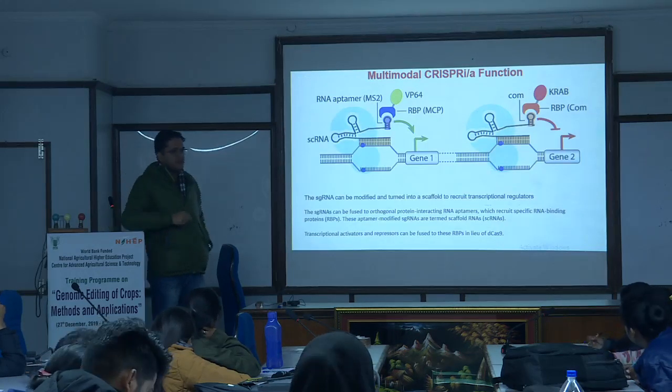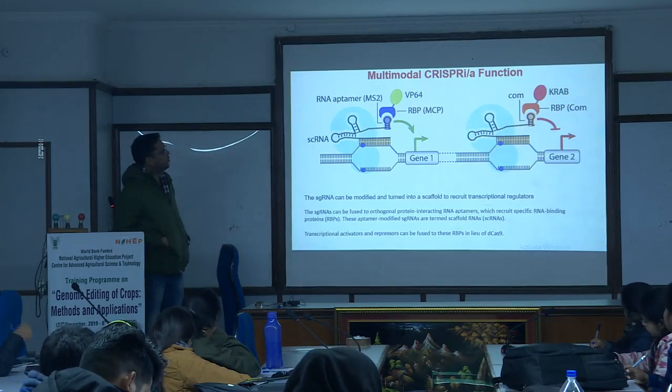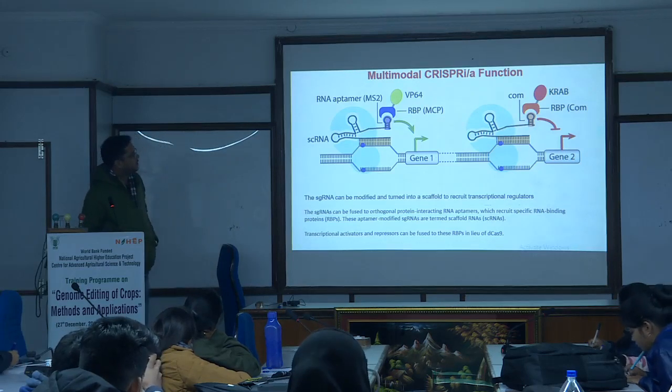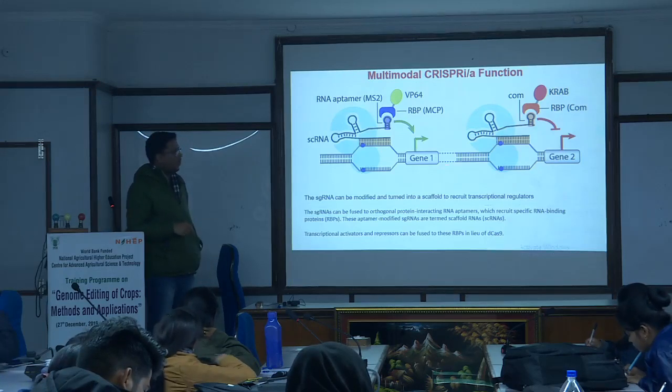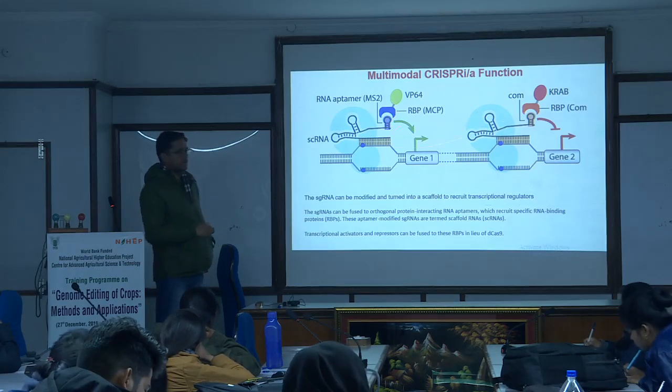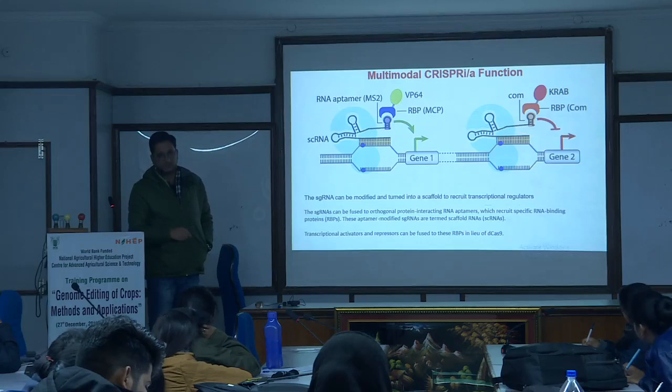Now this is a very interesting kind of thing. We have this multimodal CRISPR RNA, CRISPR interference and activation function. So why is it important? In a single cell, you can activate as well as repress the expression of a gene. How can it be done?